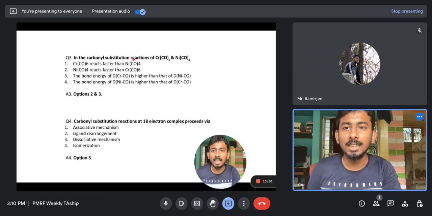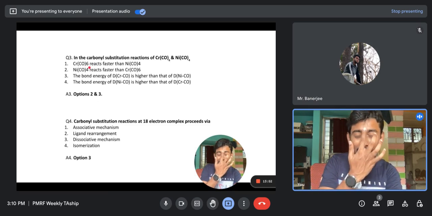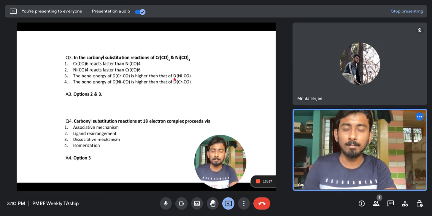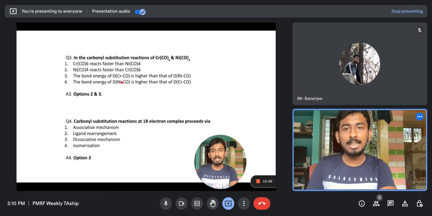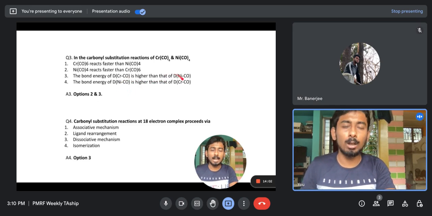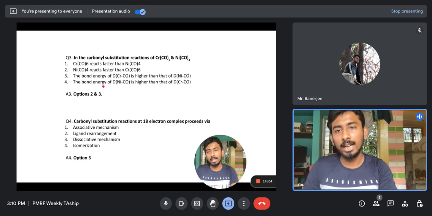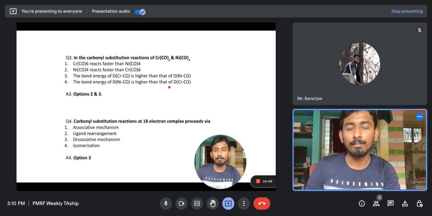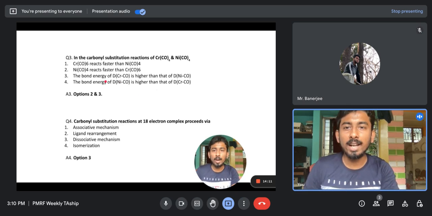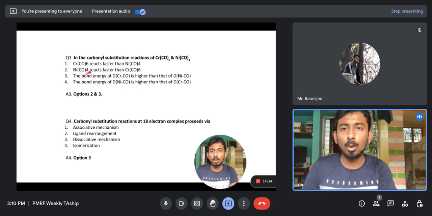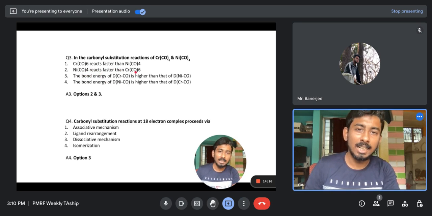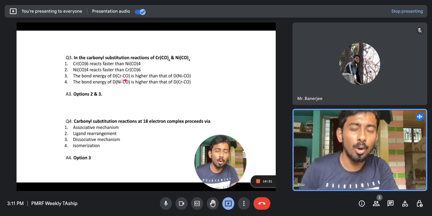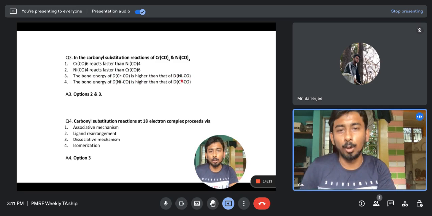Thus the low oxidation state of the metal atom is stabilized by the strong pi acidic properties of the carbonyl groups. The four options given are: Cr(CO)6 reacts faster than Ni(CO)4; Ni(CO)4 reacts faster than Cr(CO)6; the bond energy D(Cr-CO) is higher than that of D(Ni-CO); or the bond energy of D(Ni-CO) is higher than that of D(Cr-CO). So the correct options are options 2 and 3. In option 2, Ni(CO)4 reacts faster than Cr(CO)6, and in option 3, the bond energy of D(Cr-CO) is higher than that of D(Ni-CO).